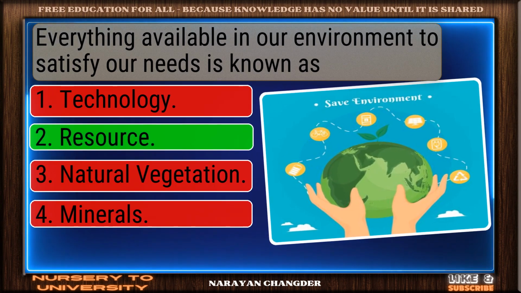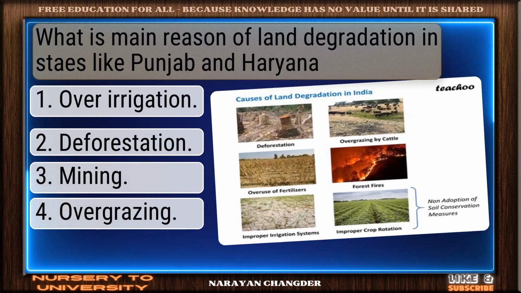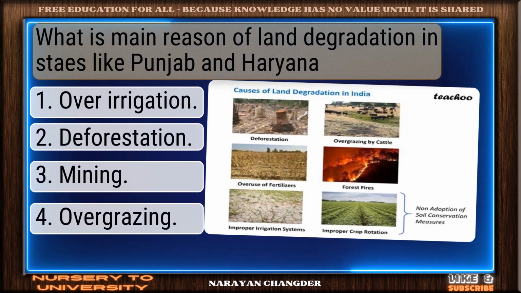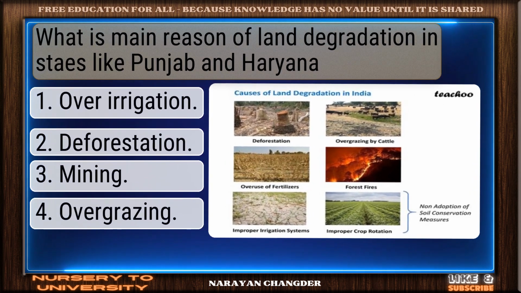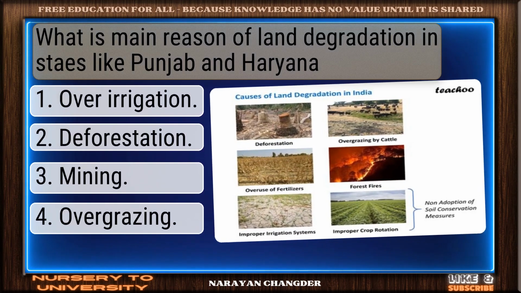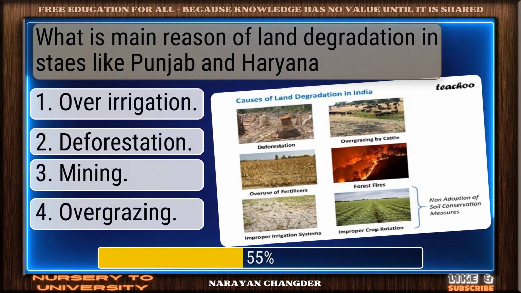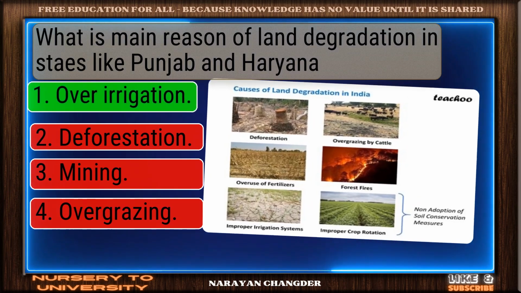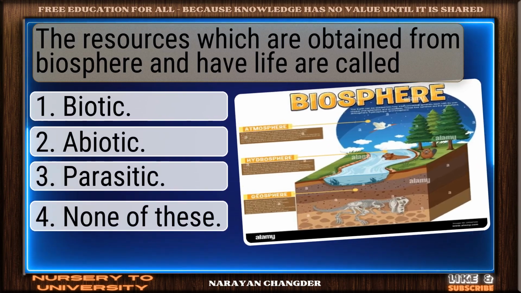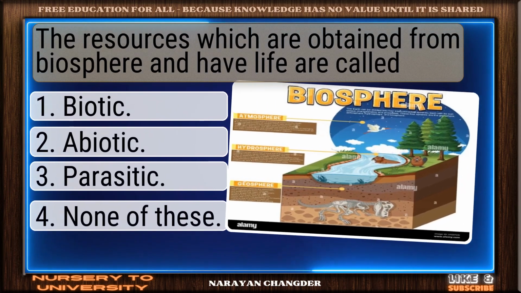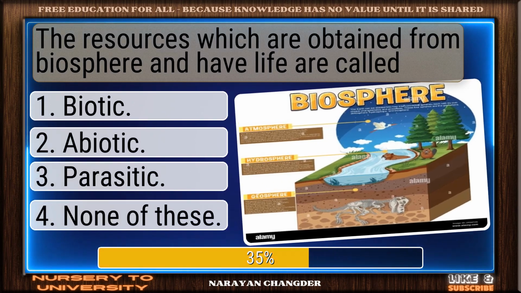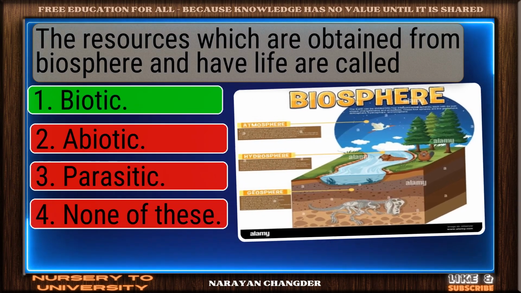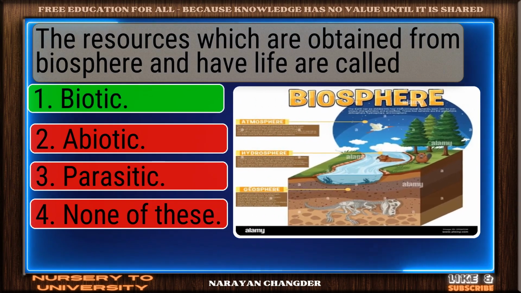You chose resource. Correct. What is the main reason of land degradation in states like Punjab and Haryana? Well picked. Over-irrigation is correct. The resources which are obtained from the biosphere and have life are called. Great job. Biotic is accurate.